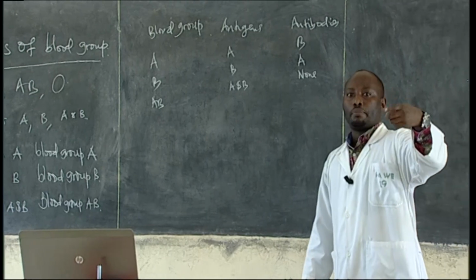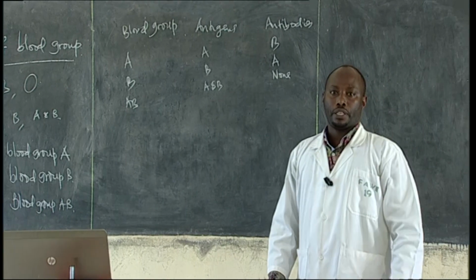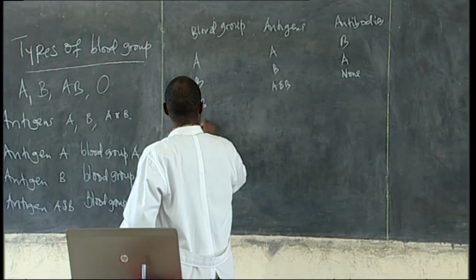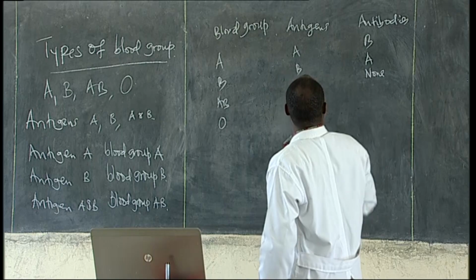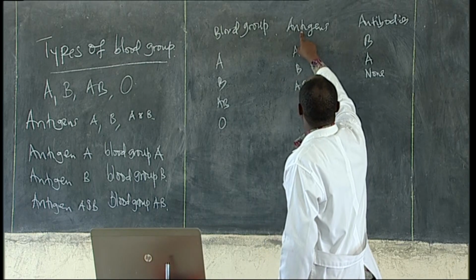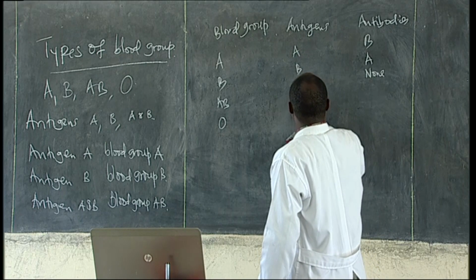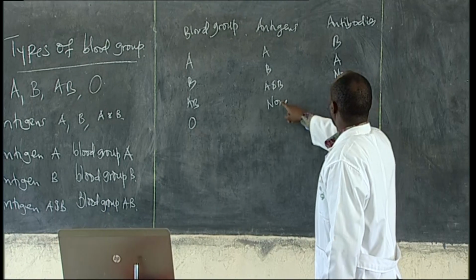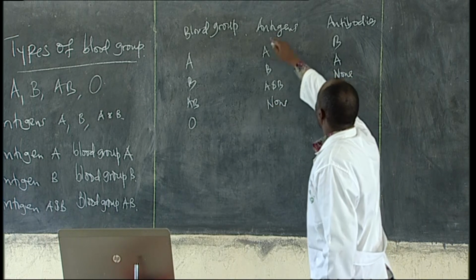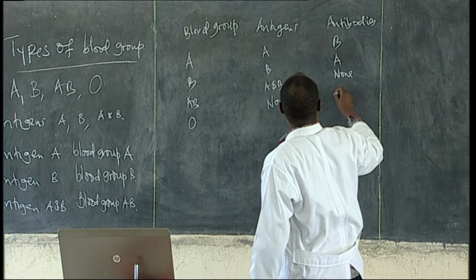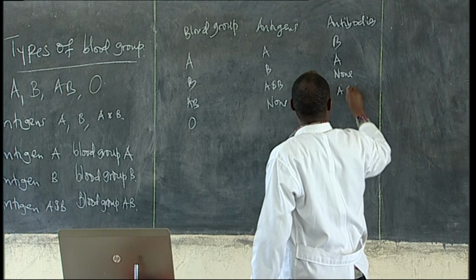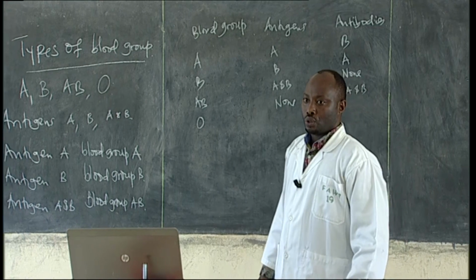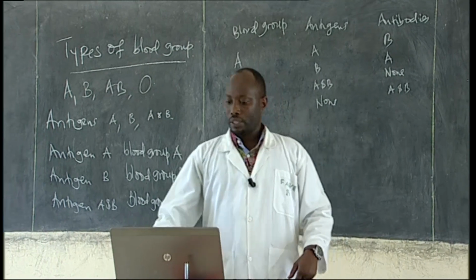That's why we consider blood group AB to be the universal recipient, because there are no antibodies. Then blood group O has no antigen, there are none. It has no antigen, but has antibody A and antibody B. So that is a simple understanding of what I'm talking about.